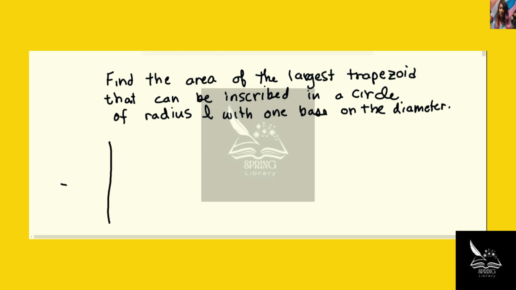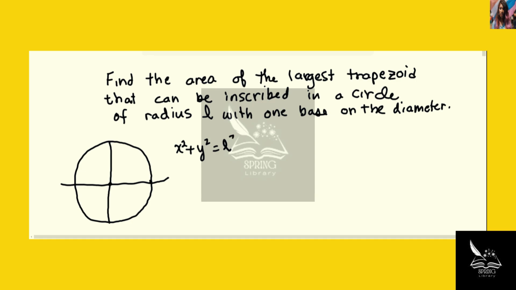All right, so first thing, let's put this circle somewhere. Let's put it in the XY coordinate system so its center is 0, 0. So right off the bat, we know that its equation is x squared plus y squared equals L squared, just in case we need that. Now it wants the trapezoid to have one base on the diameter, so here will be one base, and then we'll just put it like this.